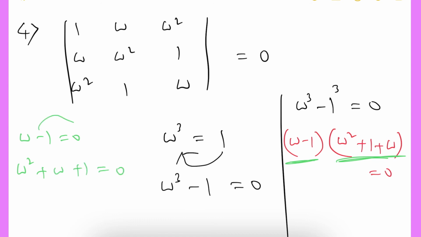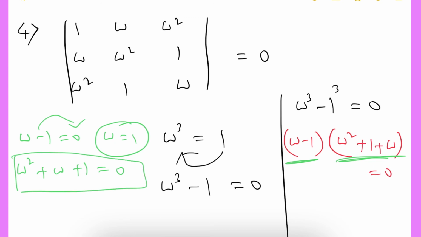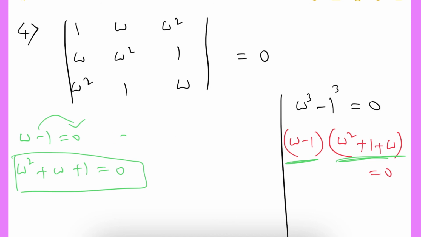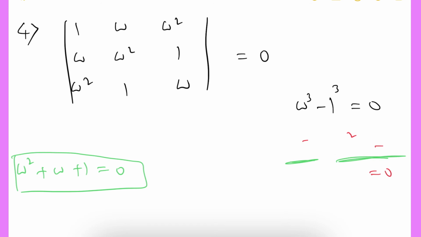So this minus 1, if we take to the other side, it will become plus 1. So we will get omega is equal to 1. Otherwise, omega square plus omega plus 1 is equal to 0. Now of these two formulas, the second one I am going to use here. That is omega square plus omega plus 1 is equal to 0.